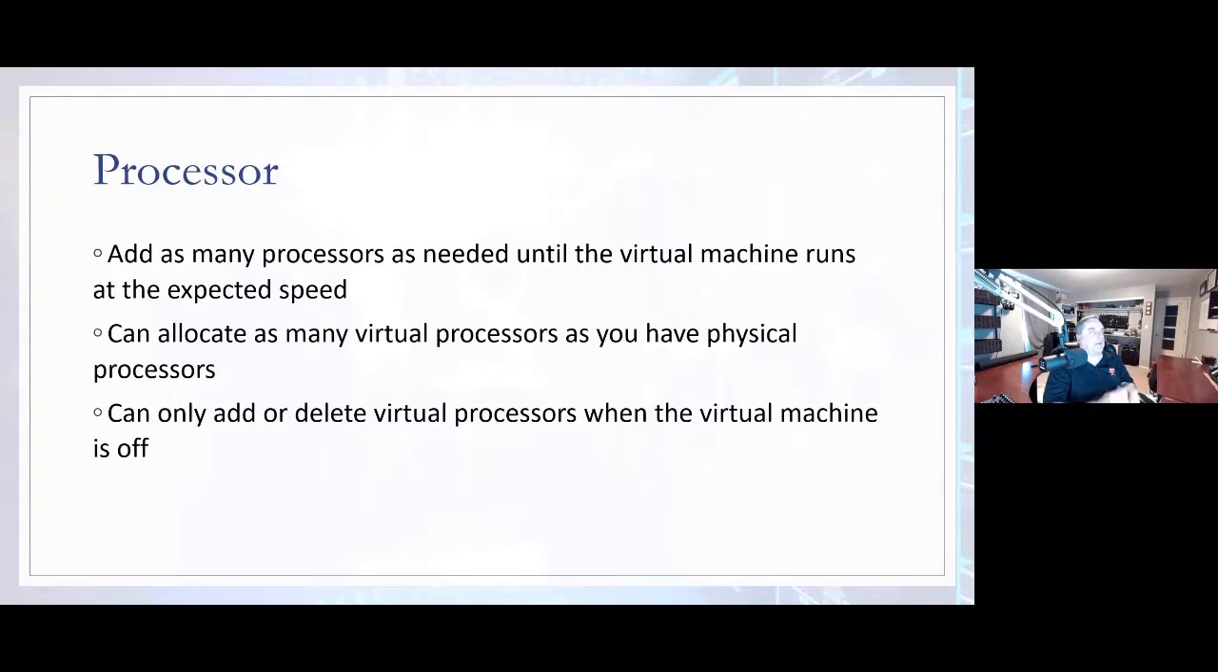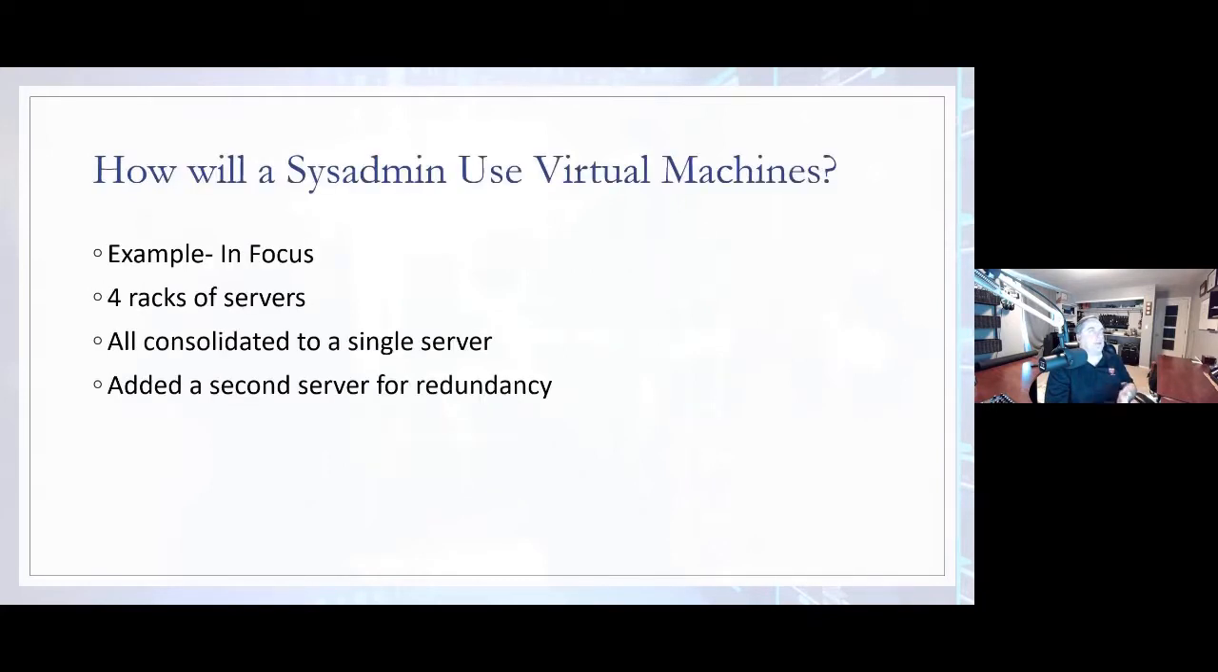And you can add as many processors as you need. A lot of physical processors come with a lot of these core processors that go on top of them. So I've seen as many as 12 or 16 of these little virtual processors that you can use out of one physical processor. And you can add a lot of those into your virtual machine to also make it run faster. So sysadmins can use virtual machines.